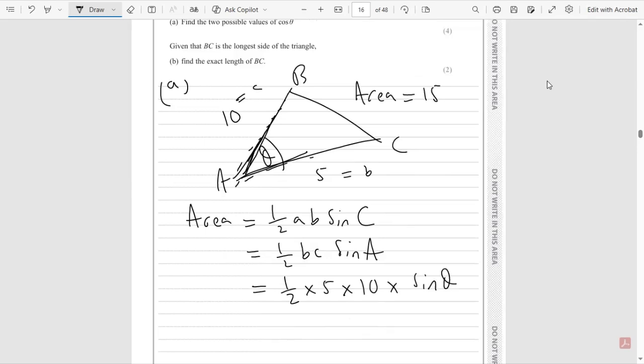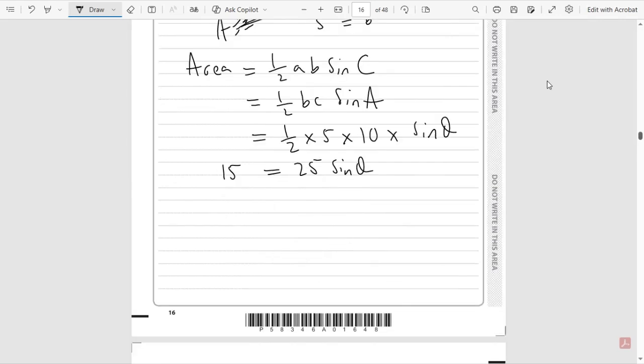Half of 5 times 10 would give you 25, so 25 sin theta, and we know that's equal to 15. Great. Now we can divide by 25. So clearly 3 over 5 is equal to sin theta.